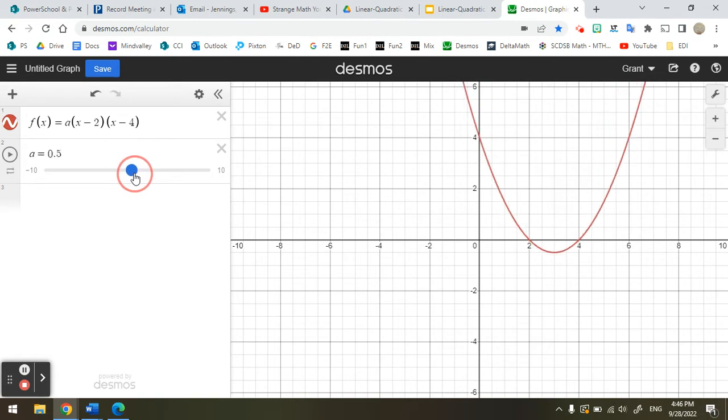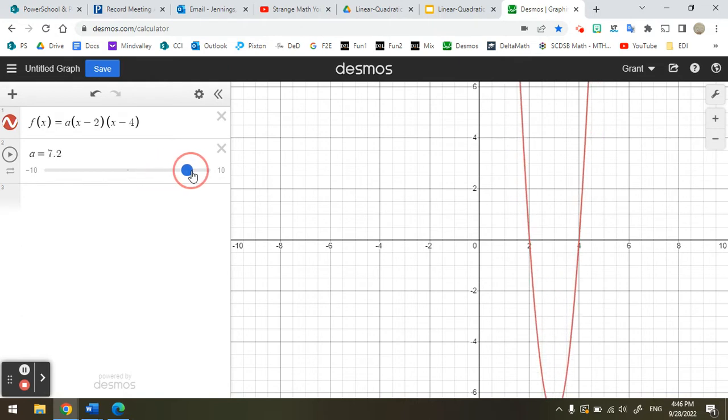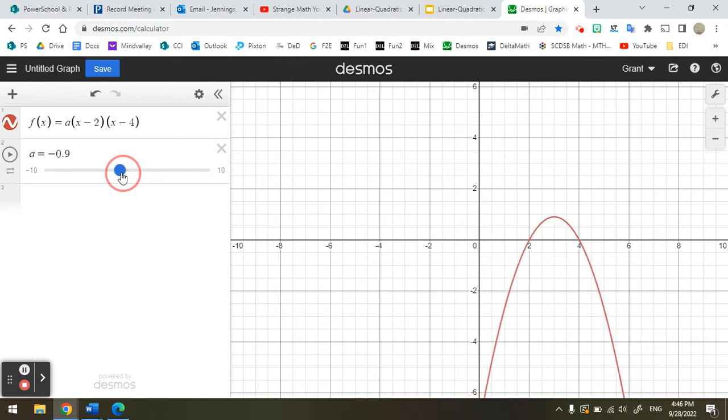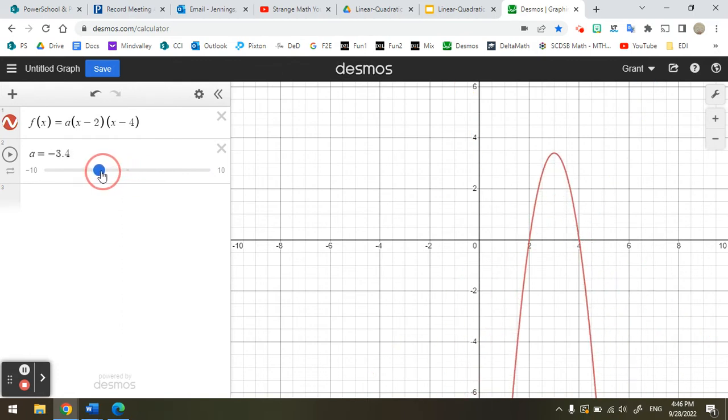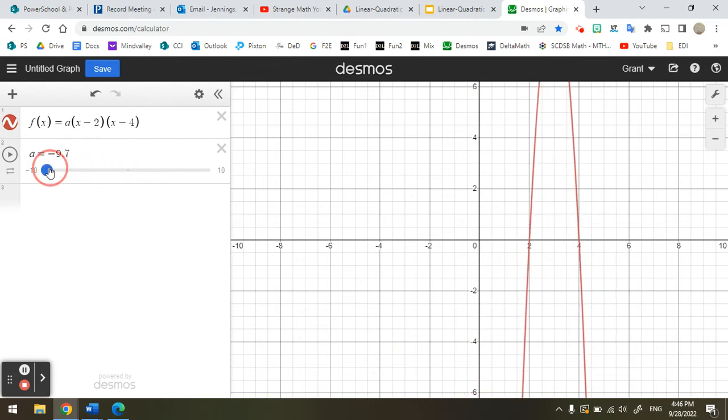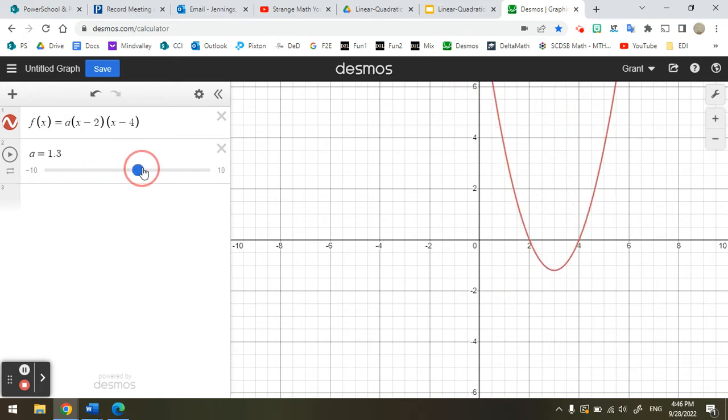If I bring that down to a half, then we see it flattens out. And if a gets very large, it gets very stretchy and the vertex dives downwards. And as a is negative, it reflects in the x-axis and then goes in the other direction. So there's an infinite number of those that share those roots 2 and 4.